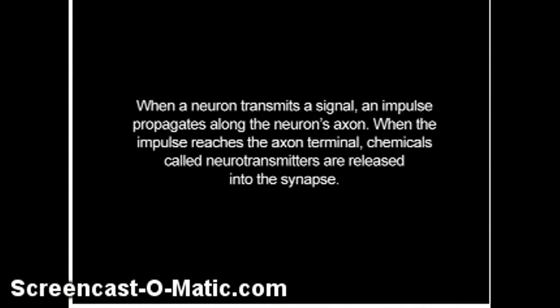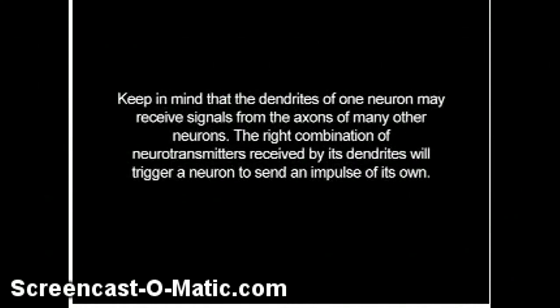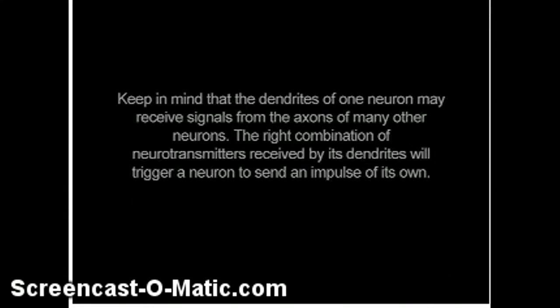When a neuron transmits a signal, an impulse propagates along the neuron's axon. When the impulse reaches the axon terminal, chemicals called neurotransmitters are released into the synapse. Keep in mind that the dendrites of one neuron may receive signals from the axons of many other neurons. The right combination of neurotransmitters received by its dendrites will trigger a neuron to send an impulse of its own.